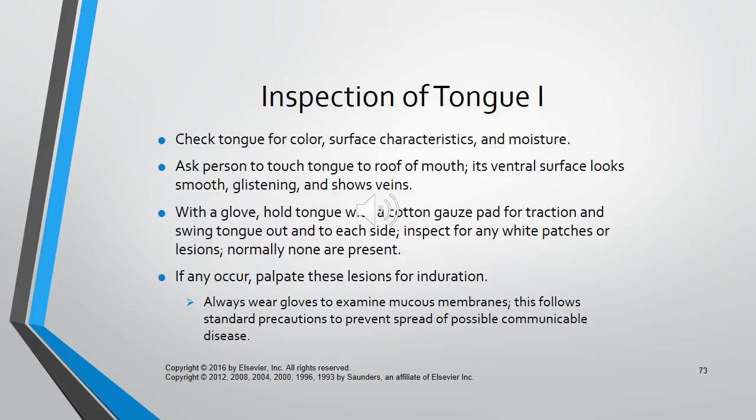Next, inspect the tongue. You're looking for color and surface characteristics. Ask the client to touch their tongue to the roof of the mouth so that you can see the underside of the tongue. With your glove, hold on to the tongue and pull it out and look at it side to side. Inspect for white patches or lesions. Normally, you would not see any. Always wear gloves, like I said, to examine the internal structures of the mouth.